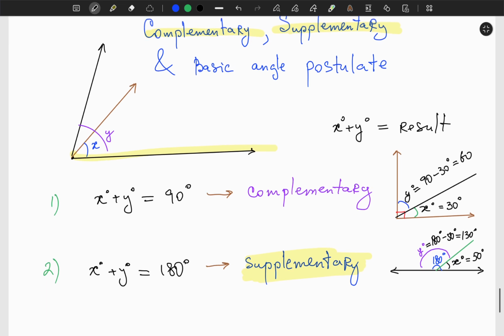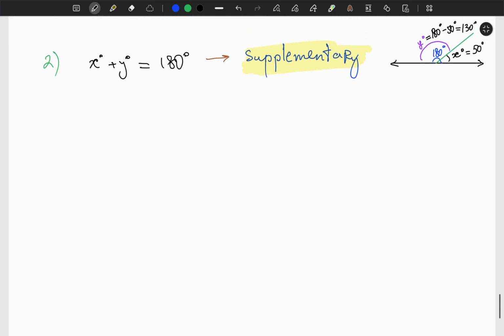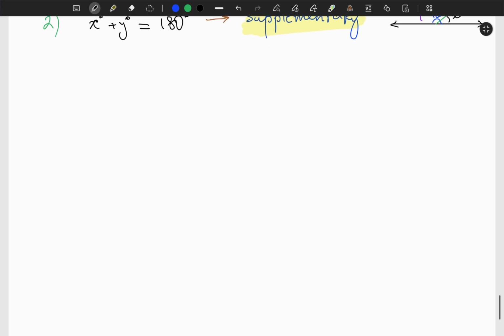Now let's get into the basic angle postulate. What does it mean? From last time, we did the definition of parallel lines, never intersecting lines. So let's have two lines.